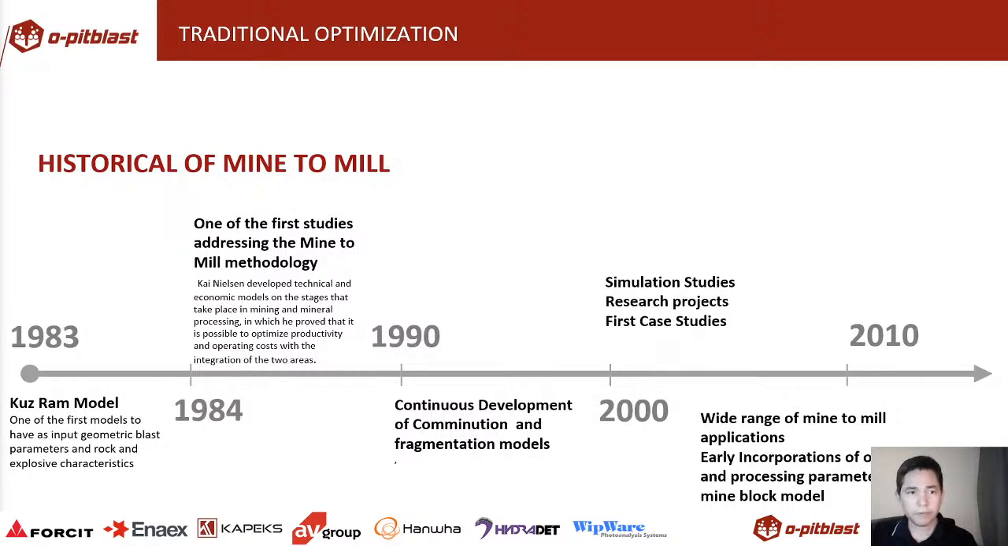In 1984, one of the first studies addressing the MINE2MILL methodology. 1990s, continuous development of comminution and fragmentation models. The first case studies on large scale can be traced to the early 2000s, and it can be said MINE2MILL will be an integral part of Industry 4.0 with massive data analysis, models and autonomous operations.